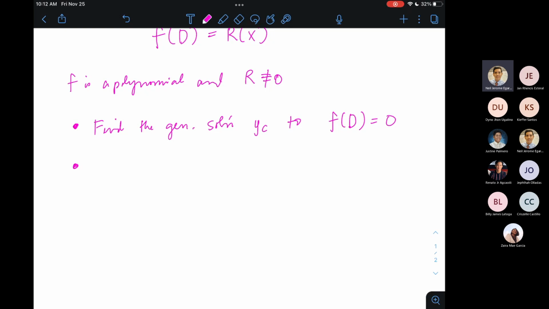The second bullet proves to be the more difficult one. So we want to find, kanina kasi unique yung homogeneous solution kasi siya yung general solution. Now we want to find a specific or a particular solution to the non-homogeneous GLDE.